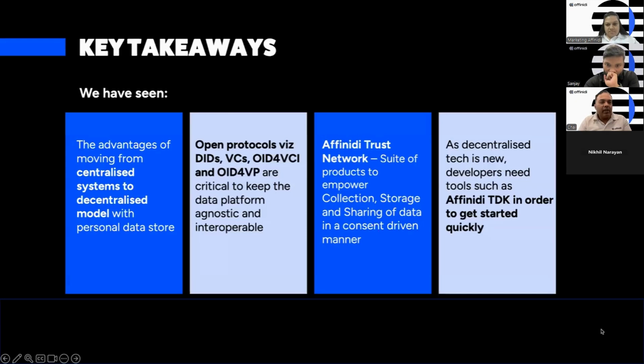But just a key takeaway. We talked about the importance of a decentralized model. We talked about open protocols such as DIDs, VC, OID for VCI, and OID for VP. We have seen Affinity Trust Network, which will empower users to collect, store, and share data with consent. And finally, we have seen Affinity TDK, which is a very handy tool for developers to get started.